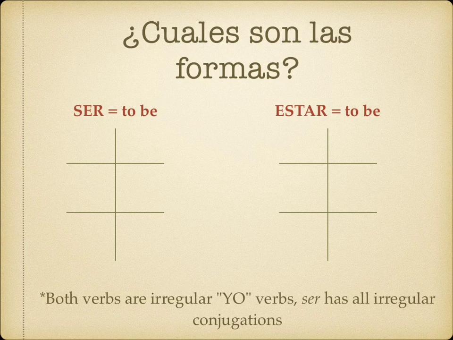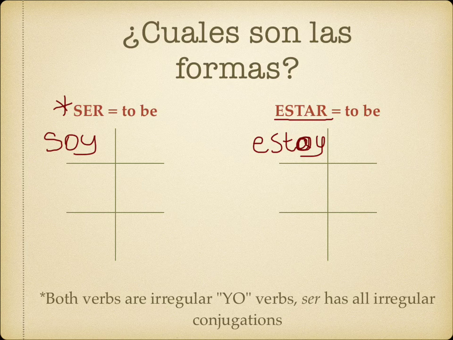What are the forms that Ser and Estar take when you conjugate them? So let's just take a look. For ser, we know it's an irregular yo verb, and the yo form is soy. Both of them are irregular in the yo forms, and they're both OY verbs. So we have estoy for estar. Now for the rest of them, ser is really special because it's irregular in all of its forms, whereas estar is just going to follow the same pattern as other AR verbs.